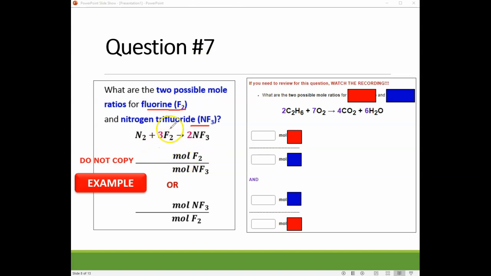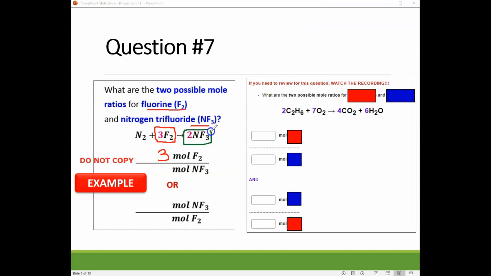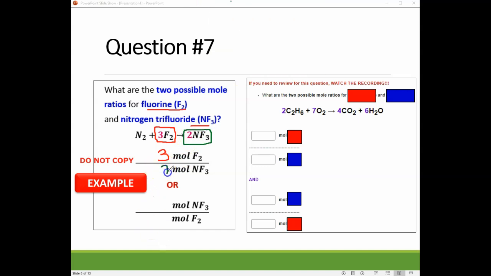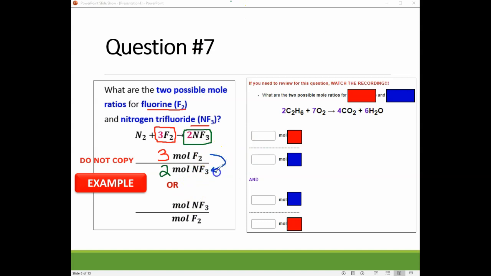So taking a look here for F2, the coefficient is a 3, so we should have a big 3 next to moles of F2. And over here we can see that we've got NF3, and its big number in front is a 2, so right here we'll put in a 2 for moles of NF3. Now remember that we can actually flip this because it depends on what you're solving for. In this instance, we're solving for what's on top, which would be moles of F2. However, we can flip that and instead solve for moles of NF3.